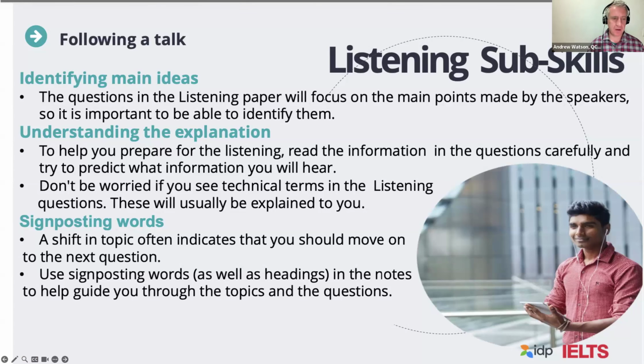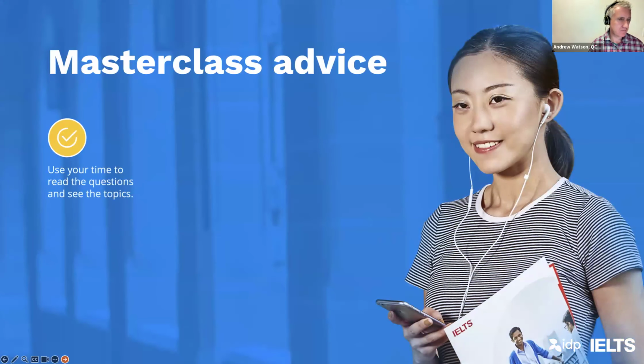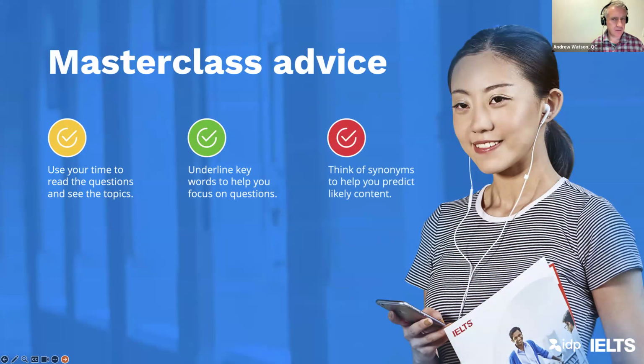Okay, so here is a kind of summary. Get students to use the time to read the questions and see the topics. Get them to underline keywords to help them focus on questions. Encourage them to think of synonyms to predict likely content. Questions follow the order of the recording. So keep going.